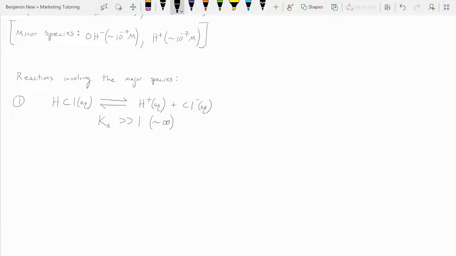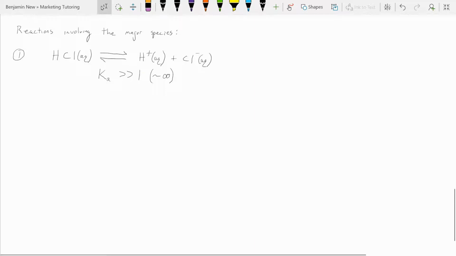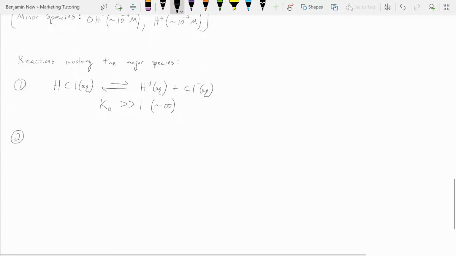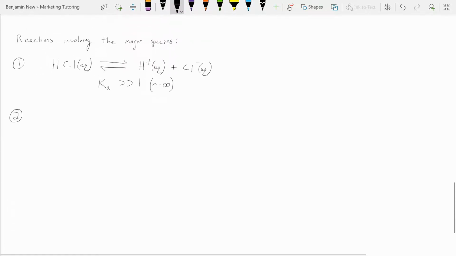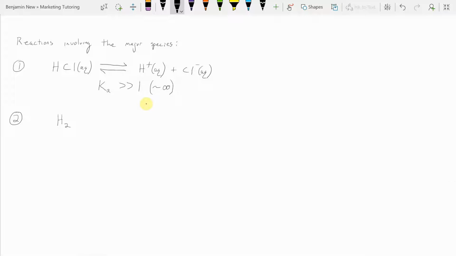But let's just go through systematically, just so we can see the comparison with other reversible reactions, and to just show you that they can be treated the same way as long as you think about it carefully. Well, actually, sorry, let's go and write down the second reaction. So the second possible reaction, if we have water and HCl, well, water by itself dissociates. Not very much, but it does this. Liquid water can dissociate into H plus, aqueous, plus OH minus, aqueous.